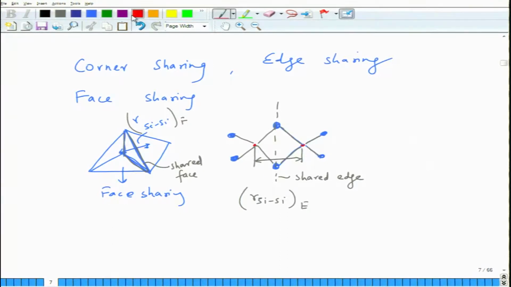The third configuration that is possible is you have a silicon atom, and you are going to have one oxygen atom which is common to both of them, and the other atoms are going to be present at certain positions. It is not very accurate, but one bond. This distance is now again R_Si-Si, and this is again oxygen. This is your corner sharing. So this is again going to give you R_Si-Si for the corner.